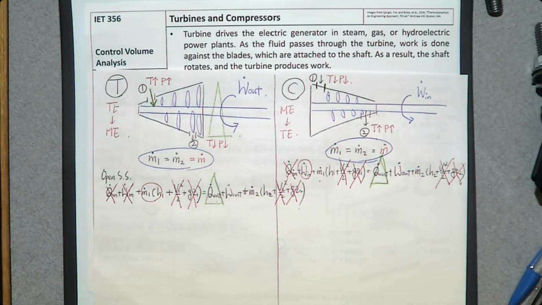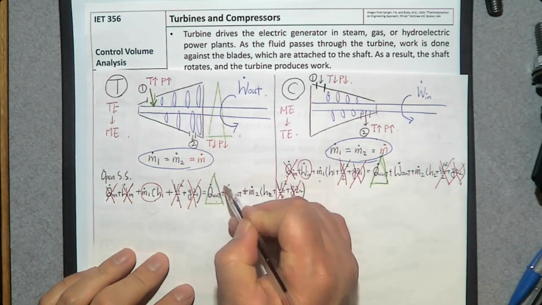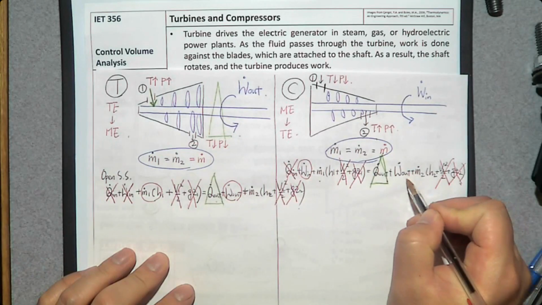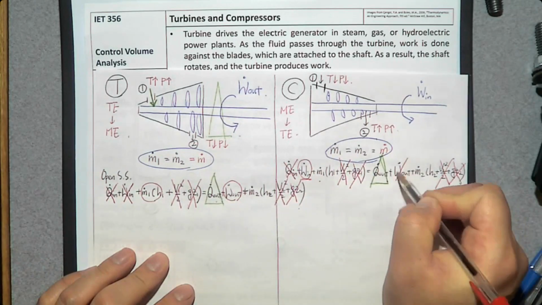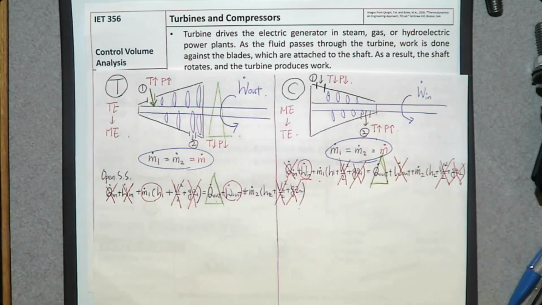What about W dot out? Yeah, there is W dot out. Turbine produces shaft power. So we have this term. What about compressor? Does the compressor produce work? No, it consumes the work. So there's no W dot out. What about the exit? Oh, the mass leaving, the working gas leaving the exit has temperature and pressure. That means it has enthalpy.